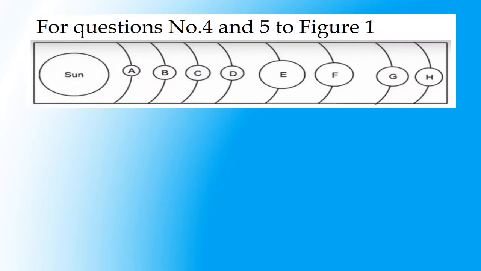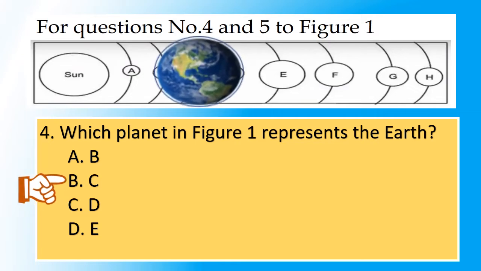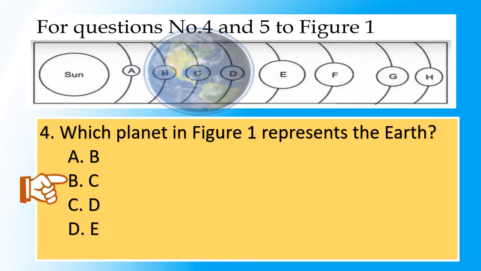For questions number 4 and number 5, refer to figure 1. Which planet in figure 1 represents the Earth? Is it A, letter B, letter C, letter D, or letter E? And the answer is letter C, because letter C represents the Earth. Very good.